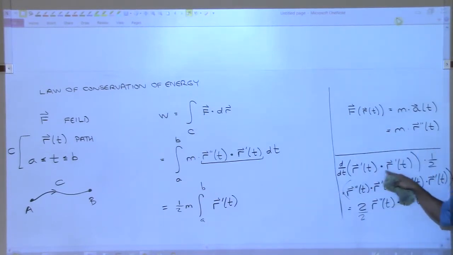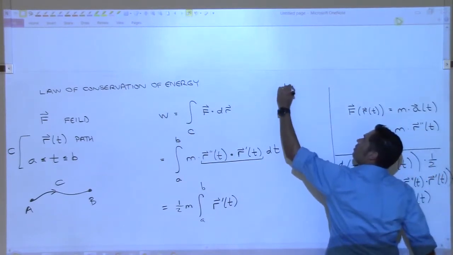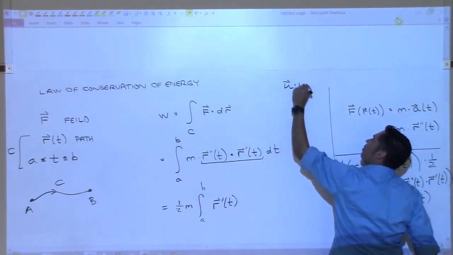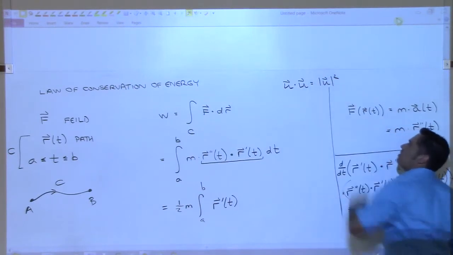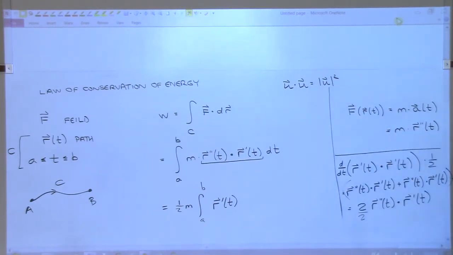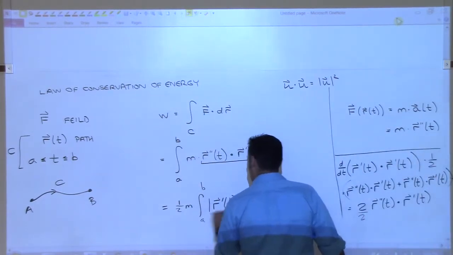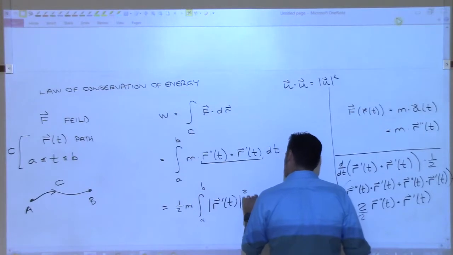So what happens when there's another property here. What's the definition of this? Magnitude squared. So if you take a vector and dot it with itself, if you do u dot u, you get magnitude of u squared. Does that look familiar? Okay, so now this becomes this magnitude squared dt.